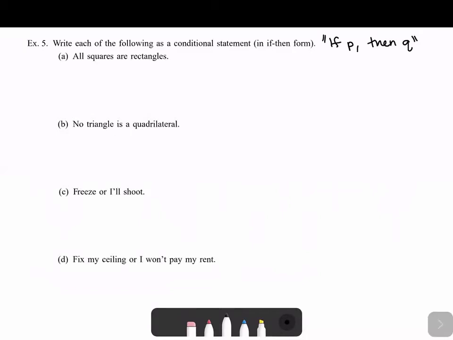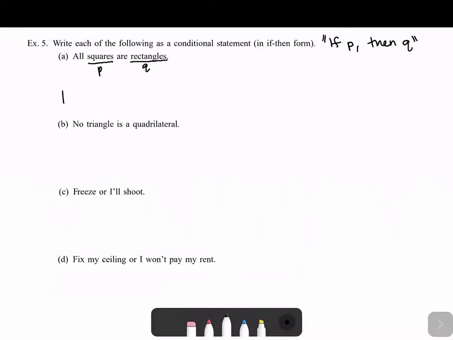The first one is all squares are rectangles. What are we talking about? We're talking about two things: squares and rectangles. Let's make those our P and our Q. We know that all squares are rectangles, so let's put that in this if-then form.